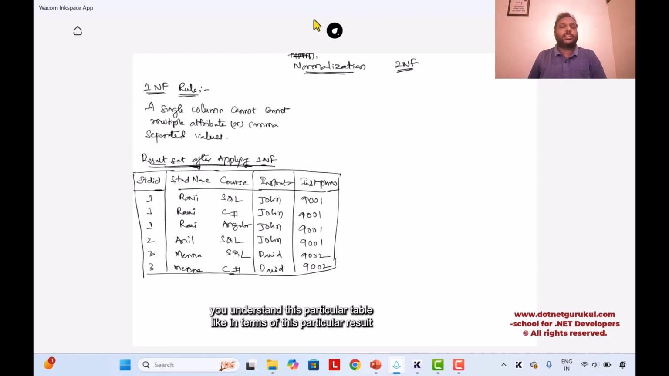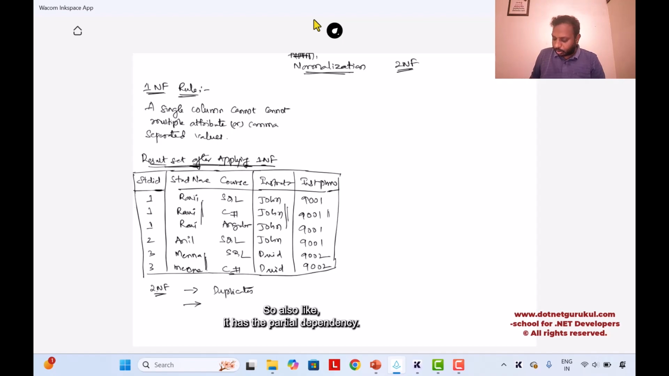If you look at this result set of this table, you can see that you have duplicate values here. This Ravi is being repeated, Meena is being repeated, John is being repeated. Phone numbers are being repeated. So all of this is duplicate data. Second normalization form: identify these duplicates.